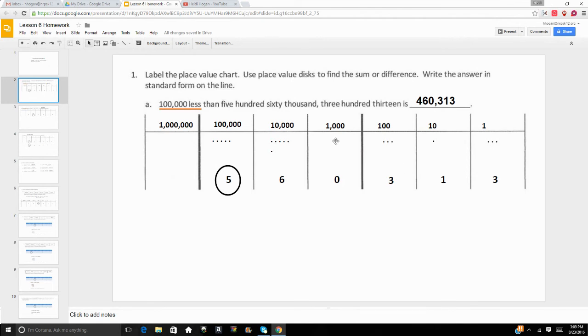560,313. And it's 100,000 less. So we're just changing the 100,000s place. We don't have to change the other digits because we have all zeros. So we're just changing the 100,000s place one less. So instead of 560,313, it would be 460,313. So it's important, if you're just changing 100,000 less, you only have to change the 100,000s place.